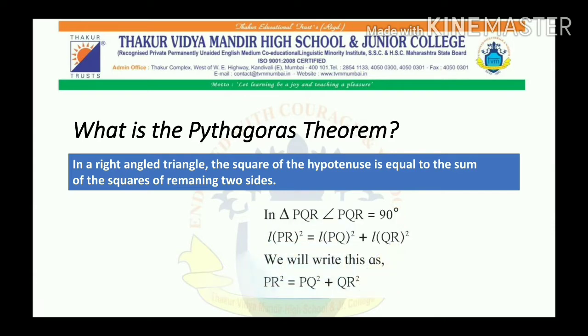That is, suppose we are taking a right angle triangle PQR, with the right angle at Q. In triangle PQR, angle Q is equal to 90 degrees. Then by Pythagoras theorem we can say that the length of PR square is equal to the length of PQ square plus the length of QR square, and we will write it as PR square is equal to PQ square plus QR square. In this, PR is the hypotenuse of the right angle triangle, whereas PQ and QR are the remaining sides of the triangle.